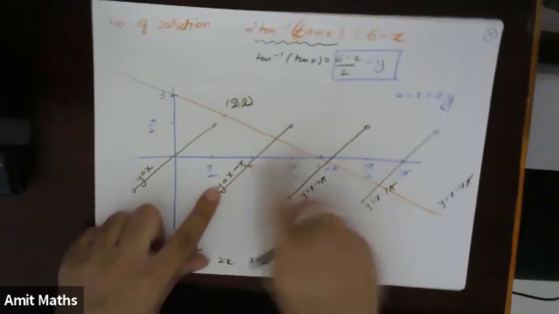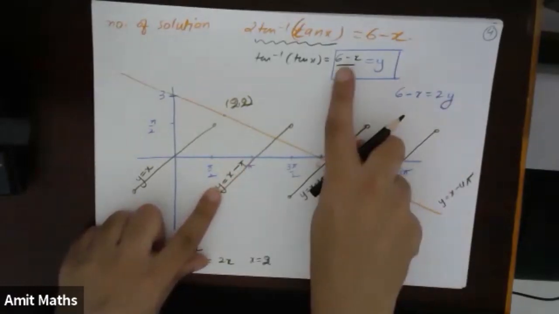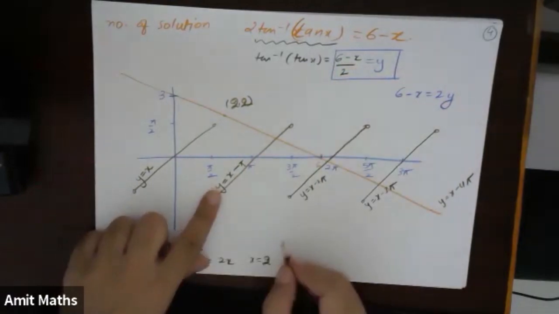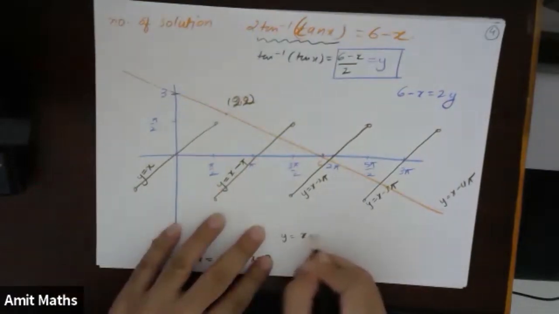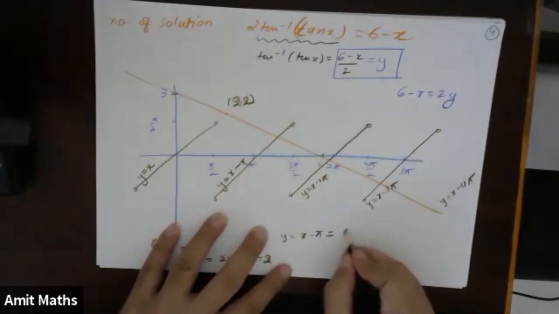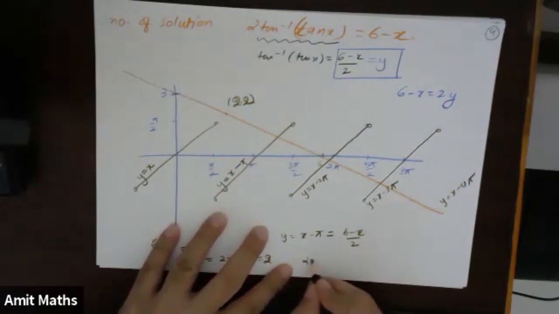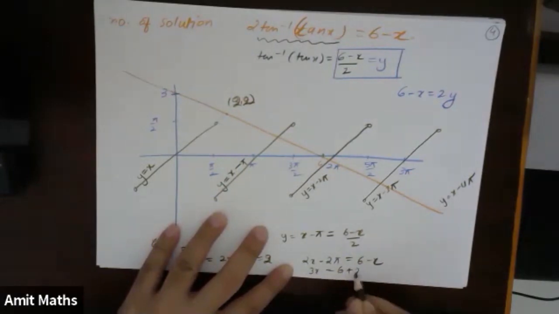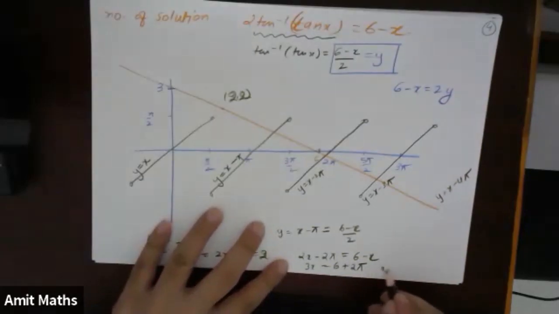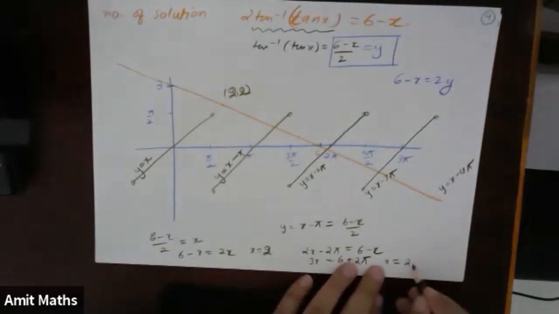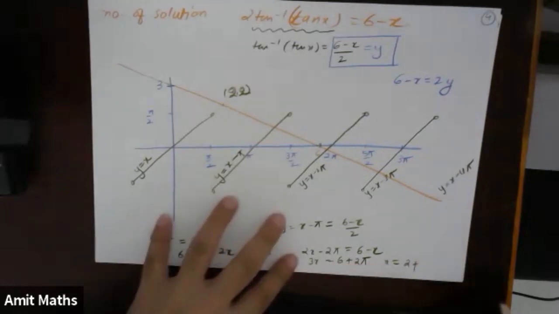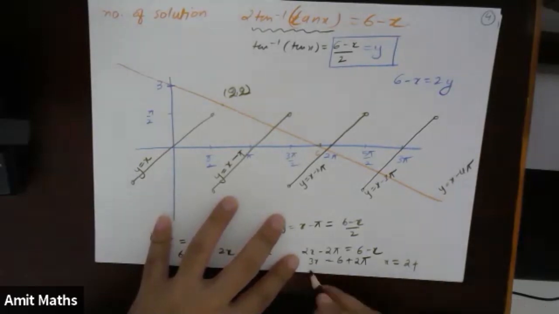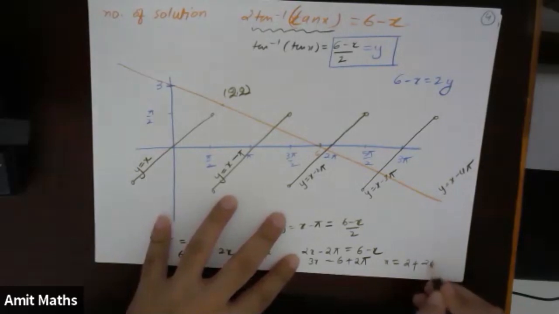y is equal to x minus pi and the line 6 minus x by 2 is equal to y. So for the second one, y is equal to x minus pi is equal to 6 minus x by 2. So this will become 2x minus 2 pi is equal to 6 minus x. So this x will come here. So this will become 3x is equal to 6 plus 2 pi. Okay. So x will be equal to 2 plus approximately 2 pi by 3.